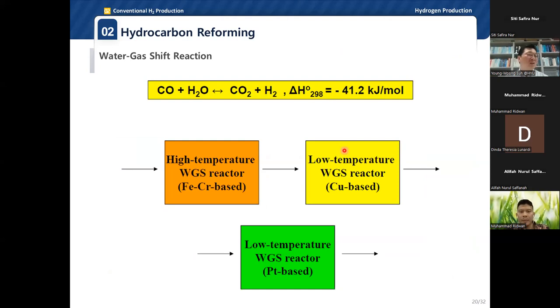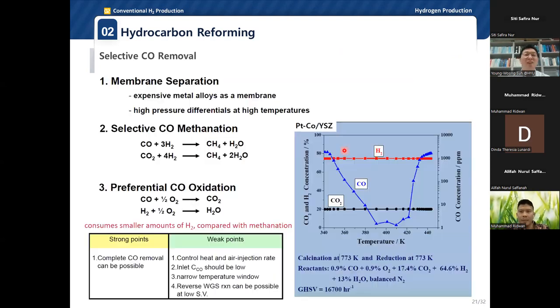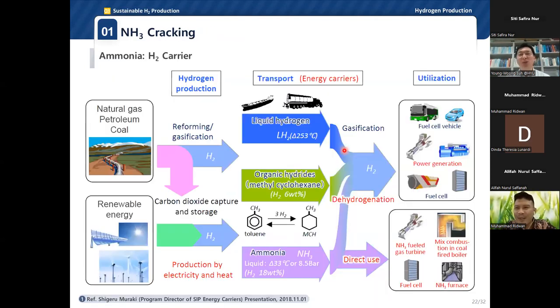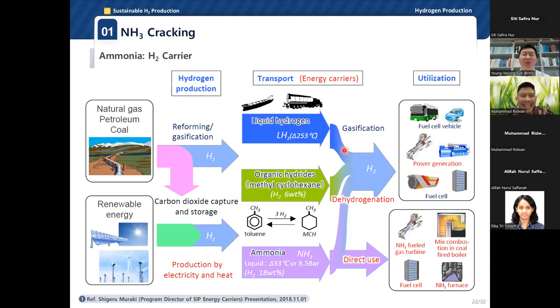Okay, right now I'm moving to sustainable hydrogen production. I just brought up two examples for sustainable hydrogen production. The first one is ammonia cracking, and the other is aqueous phase reforming. So I made about 10 slides before the summary slide. So firstly, see the ammonia cracking over here.